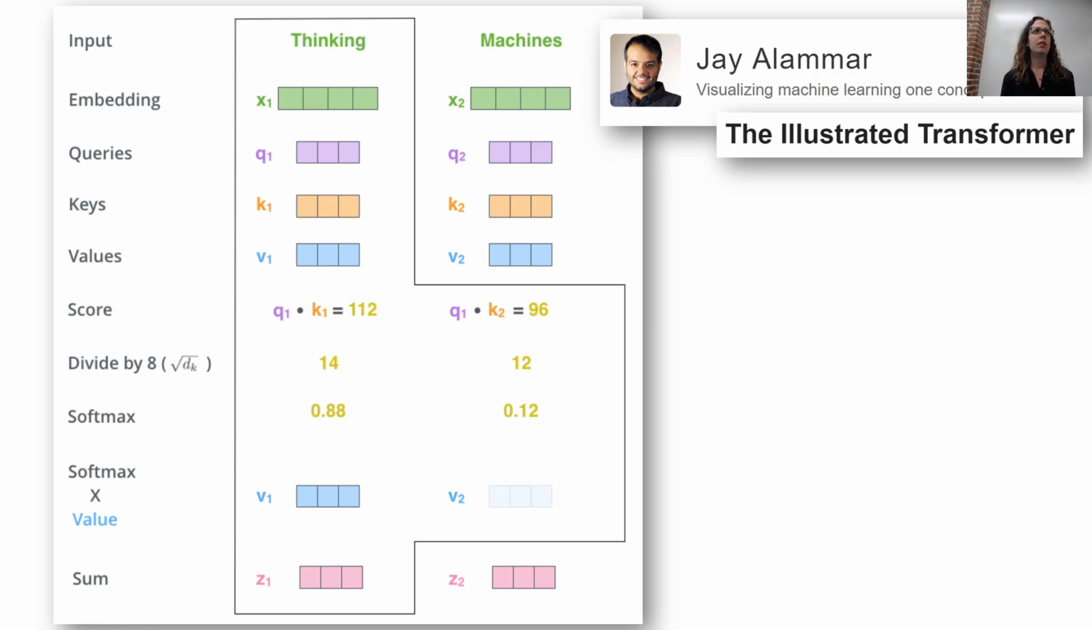Are there questions? And these graphics come from Jay Alammar's post, The Illustrated Transformer, which I really like.